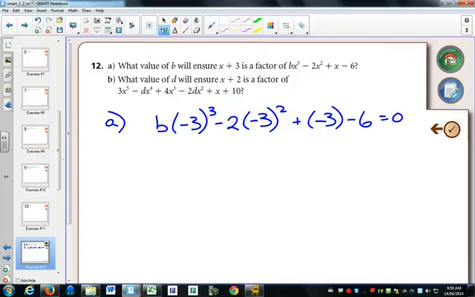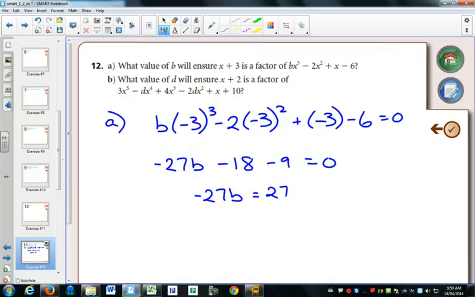Now looking at our equation that we just made, can you see that there's only one variable that we don't know? We just don't know b. We can simplify everything else. This is going to be minus 27b. Multiplying this all out, minus 18, minus 3, minus 6 will be minus 9 equals 0. So you get negative 27b. Move this minus 27 to the other side by adding 27 to both sides. And you find out that b is equal to negative 1.